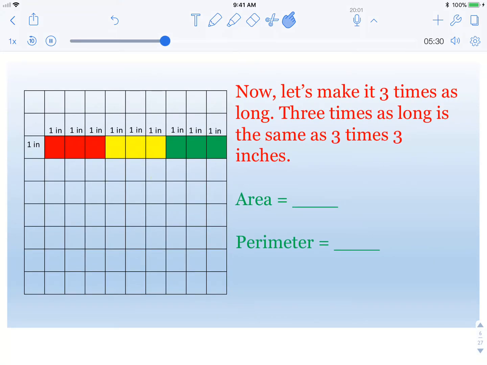Now let's make it 3 times as long. 3 times as long is the same as 3 times 3 inches. Okay, because I have 3, 3, 3. And now, if you look at it, I have a total of 1, 2, 3, 4, 5, 6, 7, 8, 9. I have the total amount of 9 squares. So 3 times 3 is 9. Let's go ahead and label our one side that we now know is 9 inches.